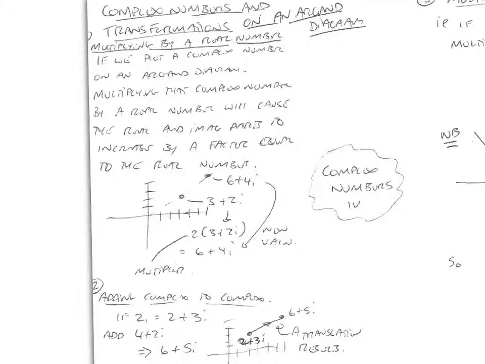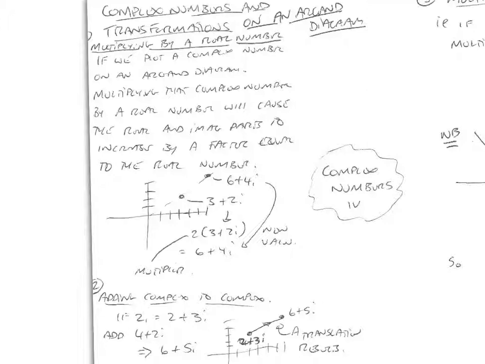So we're just going to finish by looking at how, when we plot complex numbers on an Argand diagram, their position can be transformed by multiplying or adding real numbers or complex numbers to them. Okay, so first of all, let's consider multiplying a real number by a complex number.